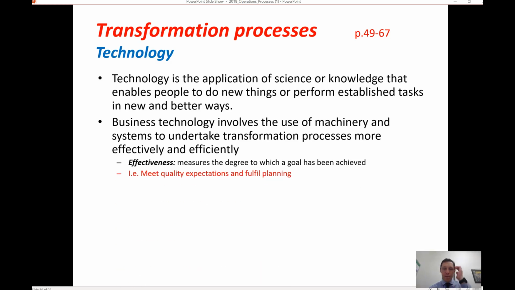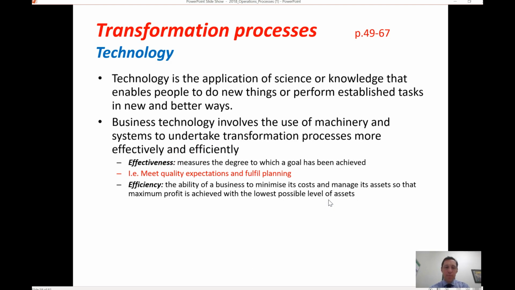So effectiveness, as it says there, is to what degree or to what extent a particular goal has been achieved, i.e. how has technology allowed the business to become more effective by allowing it to, as it says there, meet its quality expectations. How has it become more efficient? So maximising output for less input, the input there being the amount of technology used or the amount of people used.